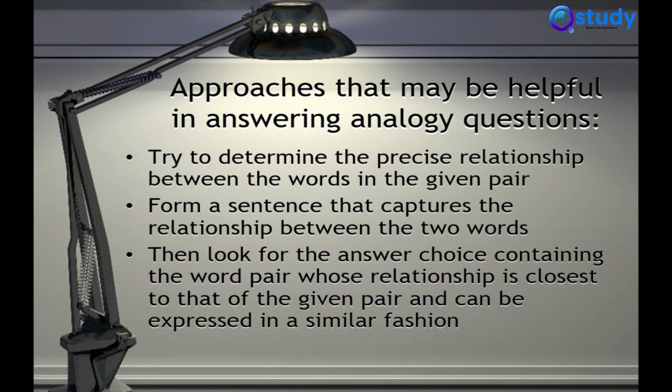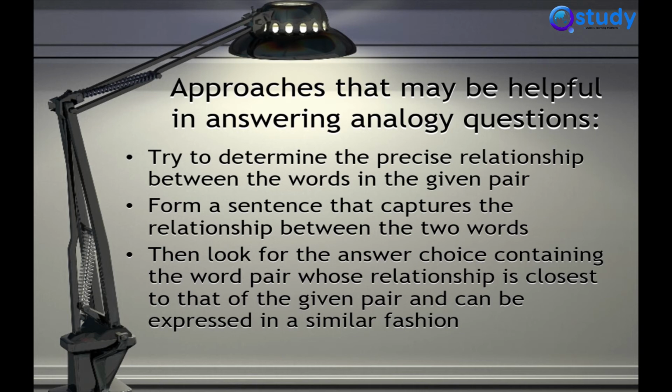When you have to answer the analogy questions, you need to follow the following points. The first one is, try to determine the precise relationship between the words in the given pair. You have to determine the relationship. The most important part in analogy is to find the relationship between the given words, and that you need to do in the first step. Then the second step, form a sentence that captures the relationship between the two words. You need to form a sentence in which these two words will be included.